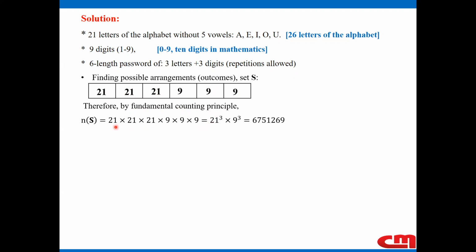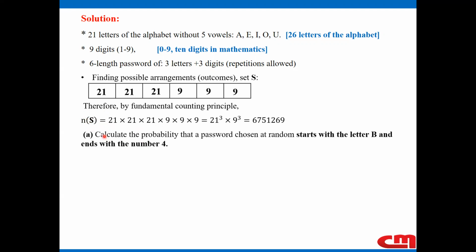Which gives us, after writing it in index form, 21 to the power of 3 times 9 to the power of 3. You can reduce it to get this number, but as such, it is acceptable that you can leave it as it is. Right now, we have our possible outcome set, right? So we then go to A to try to answer the question.